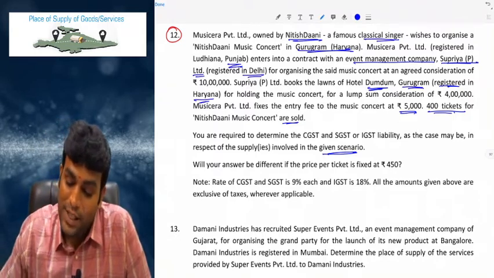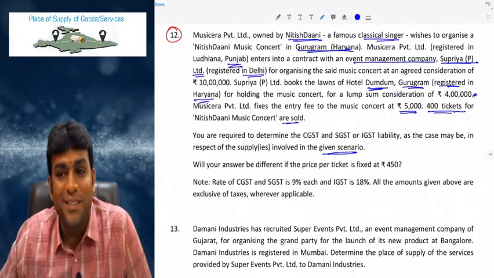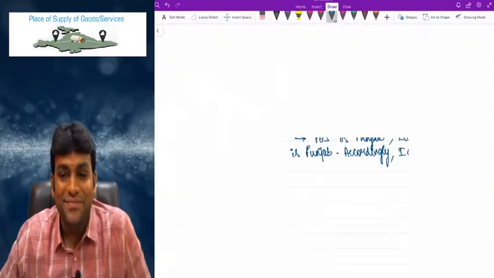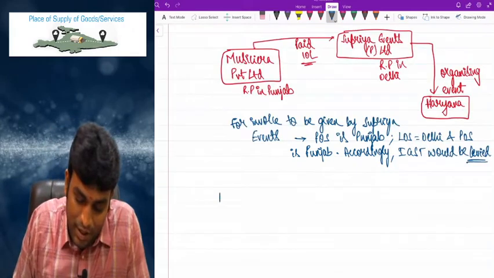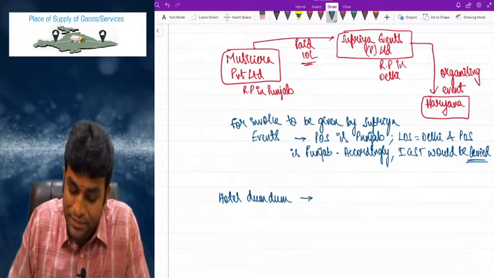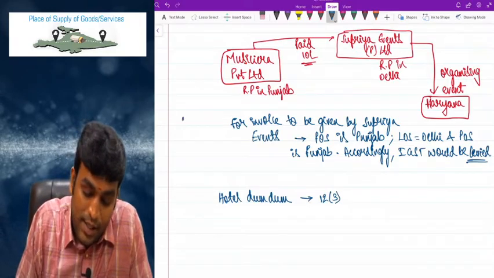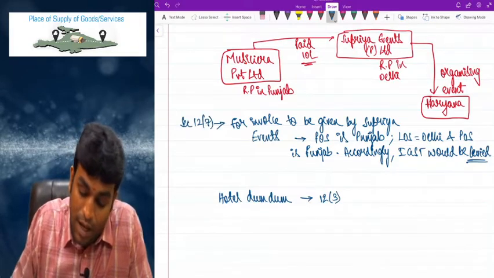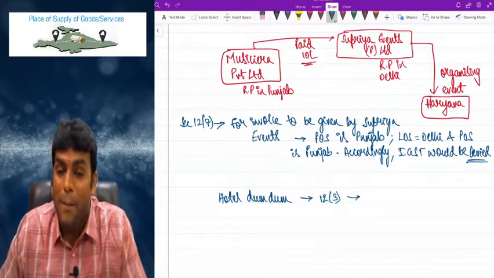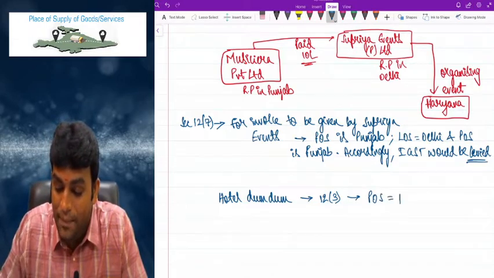Now what will happen, my dear friends? For this 4 lakh rupees, we'll apply 12(3). Correct, right? Because they are giving the place for organizing the event, immovable property. So for Hotel Dumdum, we will apply section 12(3), my dear friends. And this answer is given based on 12(7), sir. As per 12(3), for immovable property, place of supply is the place where the property is located or intended to be located, and automatically the place of supply will become Haryana.